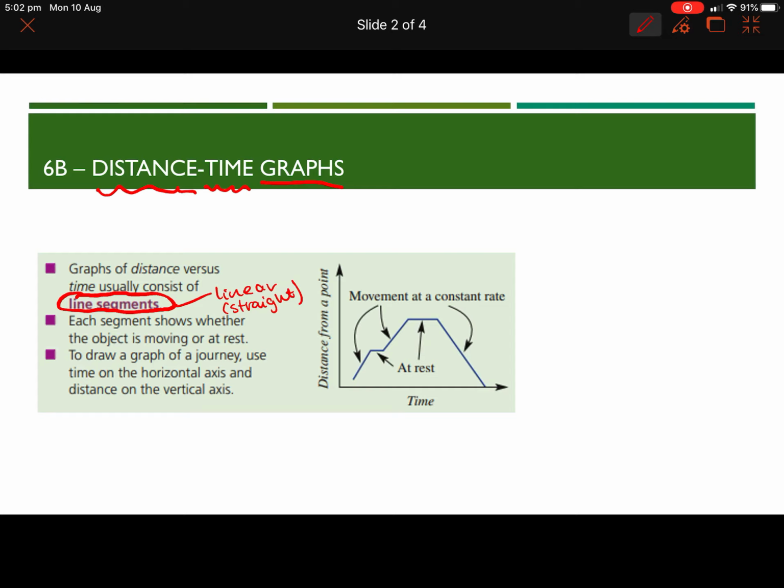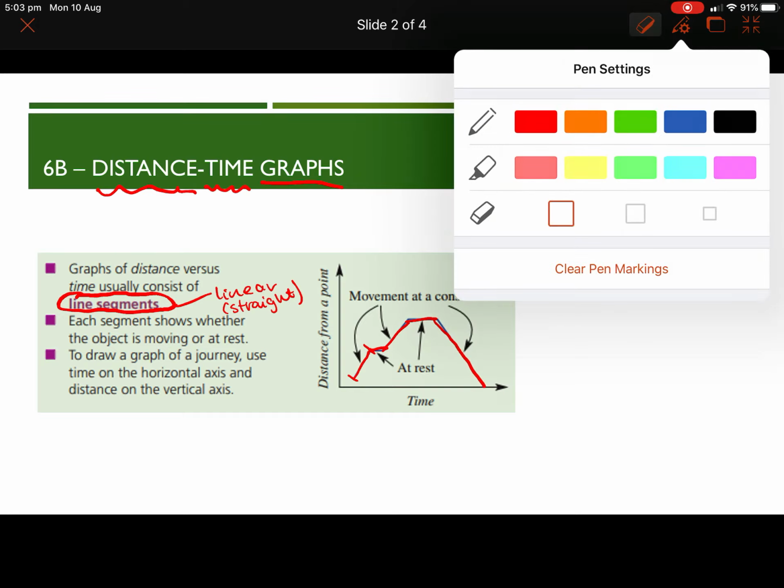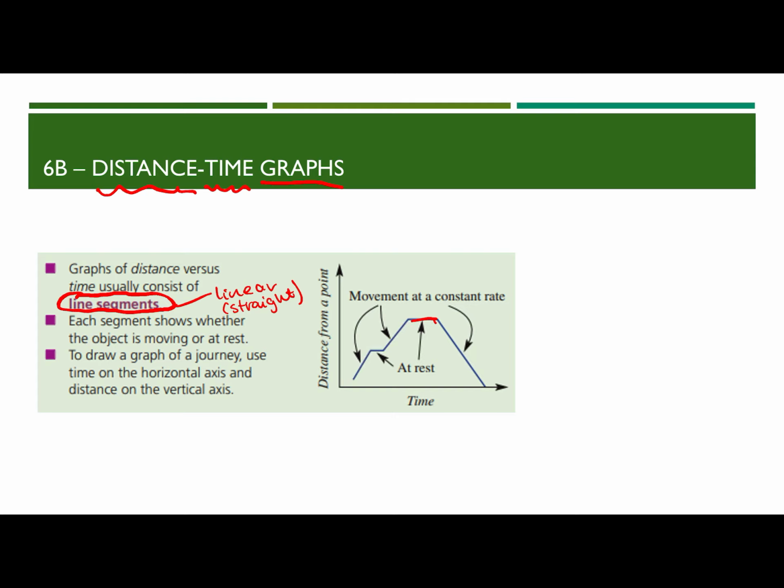And they go in like bits. Segments means little parts. So for example, this is a segment, and then that is a segment. So they're all line segments like that.